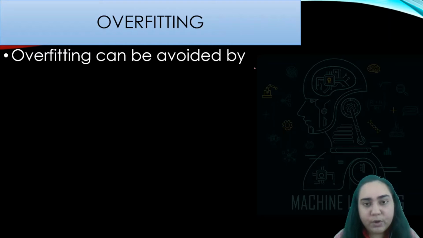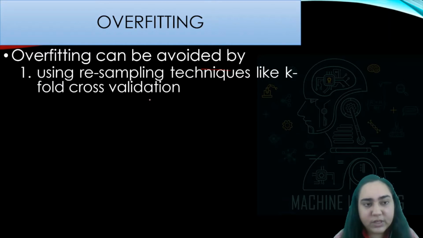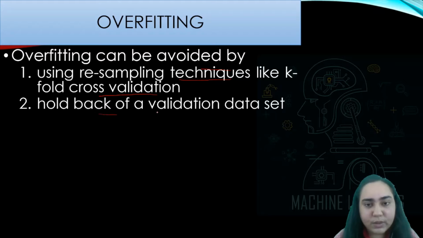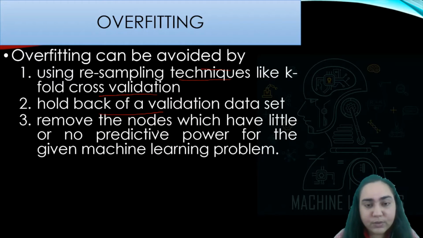And how can you avoid overfitting? You can avoid overfitting by using some resampling techniques like k-fold cross-validation that we just learned. And you can also hold back a validation data set. You could also remove some of the nodes which have very little or no predictive power. If you're doing a decision tree or something, you could remove some of the nodes instead of keeping all the nodes.